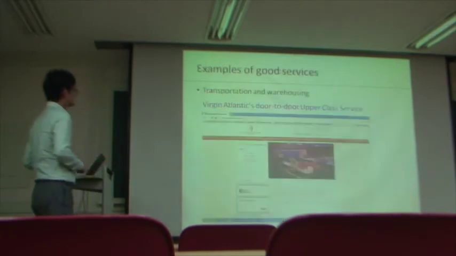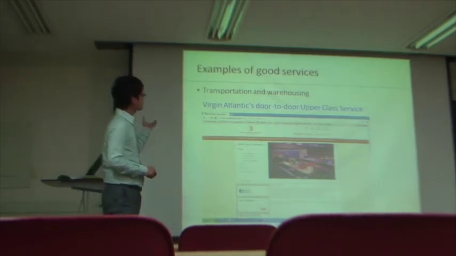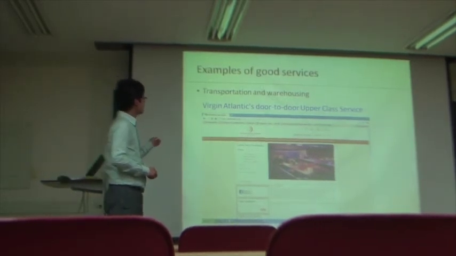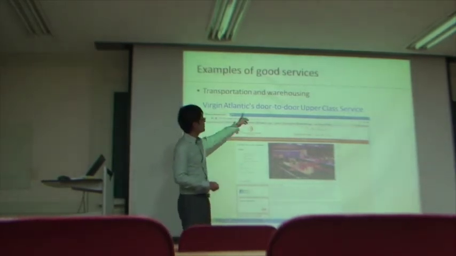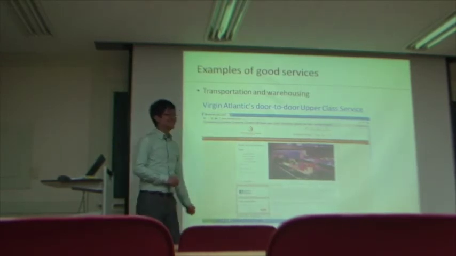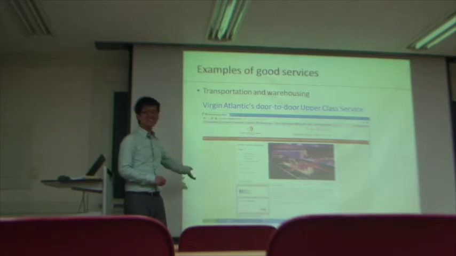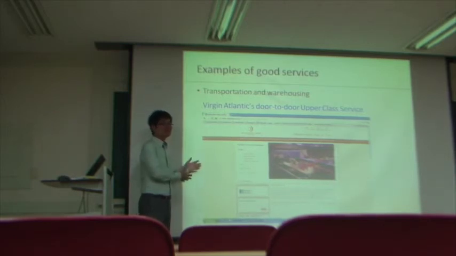Okay, so this will be the first example in transportation and warehousing. This will be an airline called Virgin Atlantic. They have a door-to-door upper class service. Can anyone guess? I think you can get an idea, right? Door-to-door upper class service. They provide this service and they make good money.